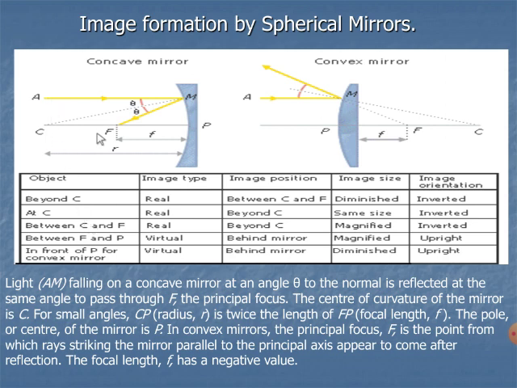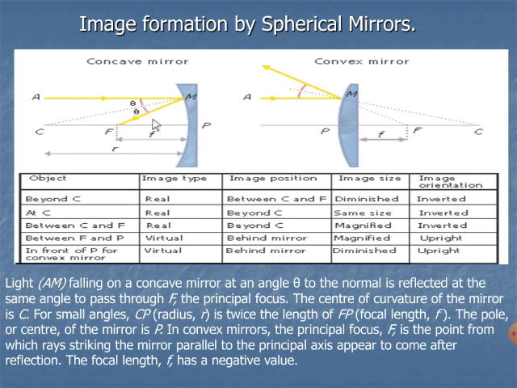Between C and F, what happened? If the object is placed between C and F somewhere here, then the image will be formed beyond C. Okay, and the nature of the image will be what? It will be magnified, it will be real, inverted and magnified.